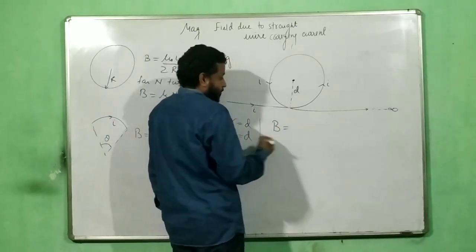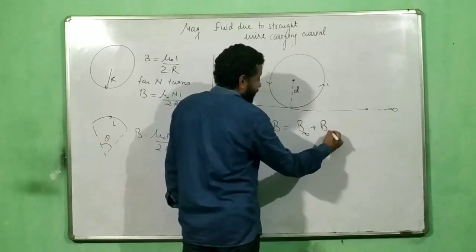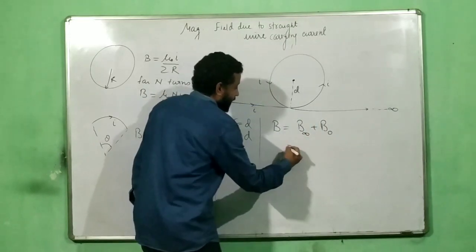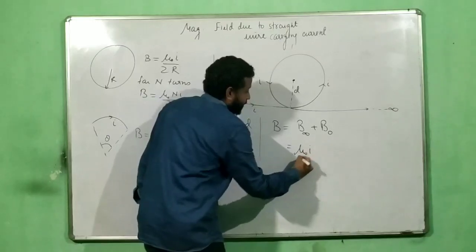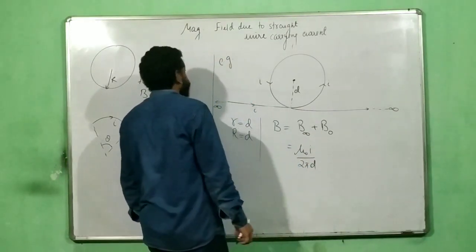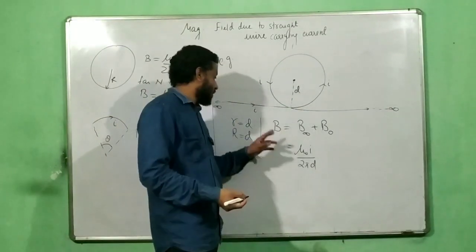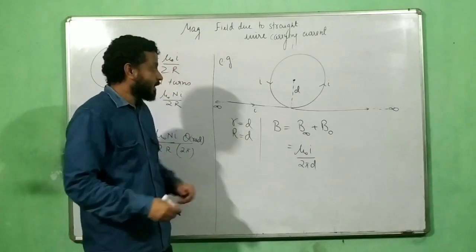This is equal to the field due to the infinite wire plus the field due to the circular wire. That is equal to mu naught I. Now, due to the infinite wire, the formula is mu naught I divided by 2 pi r, and what is the small r? Small r is d. What about direction?